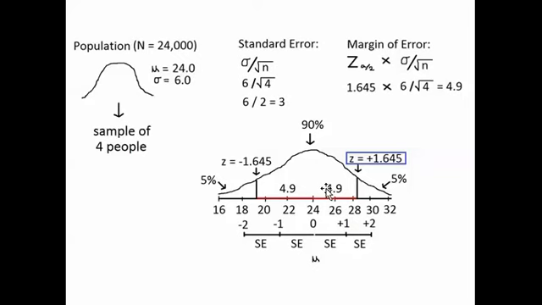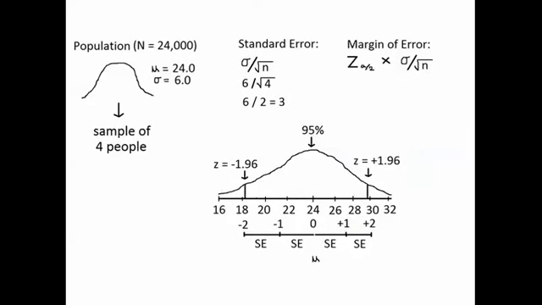The reason why is because since the standard error went down, the z-score has changed. Everything moved inward toward the center, which means that these two boundary z-scores are closer to the center than they used to be. And if we calculated the 95% margin of error, it would also be smaller. It's 5.9.